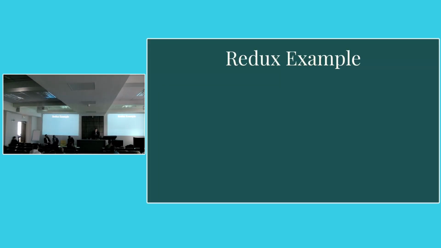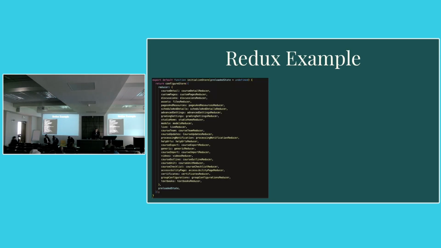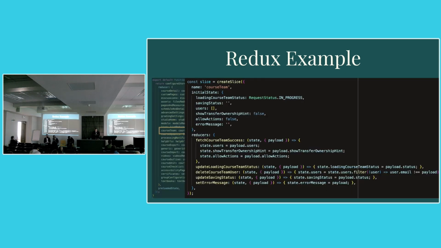Let's take a look at what that looks like. This is a real example from the course authoring MFE, one that I have been working on a lot lately. In this case, we're loading the course team for a course. So this is the list of users that are allowed to edit the course. The Redux state is shared for the whole MFE. So what you see on the screen is the state for the whole MFE, but we're just talking about the course team, which is one tiny part of that state.